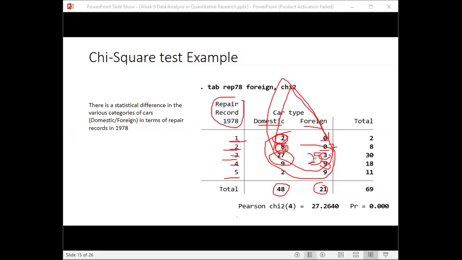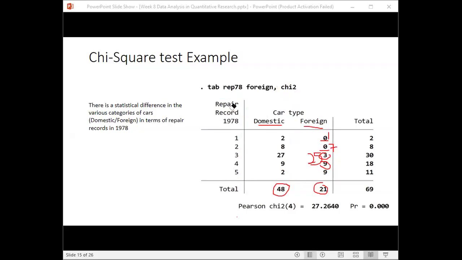But this is not the case. What I'm seeing is that for the 3-times repair records, I see 27 for domestic and only 3 for the foreign cars. So the distribution is not that fair. So it's telling you that I'm supposed to look at the relationship that exists between these variables.